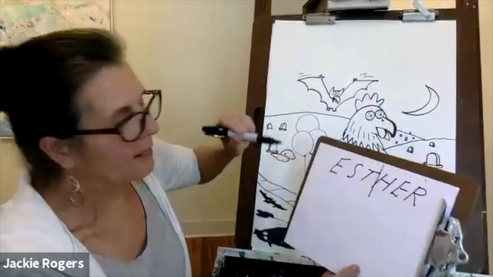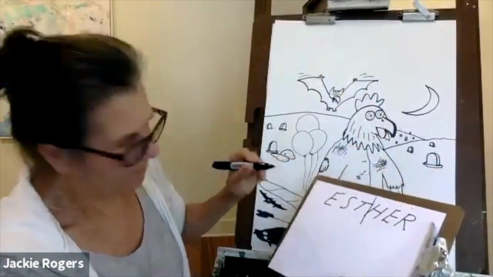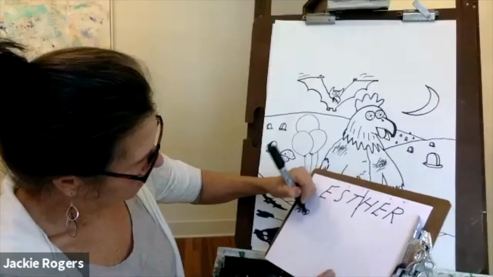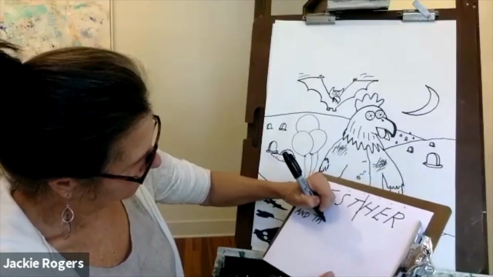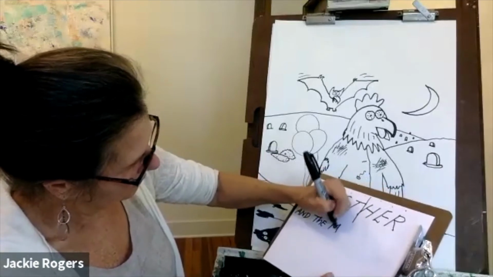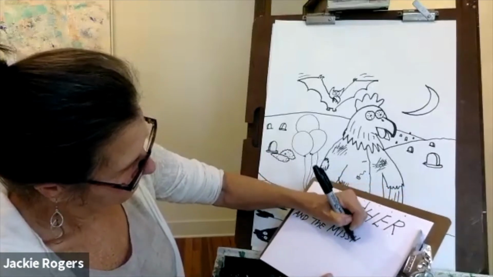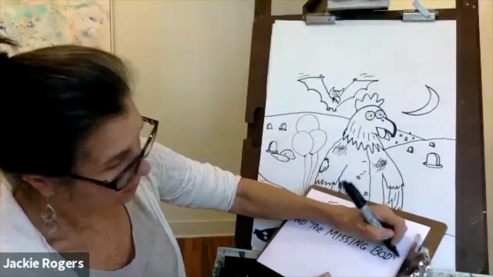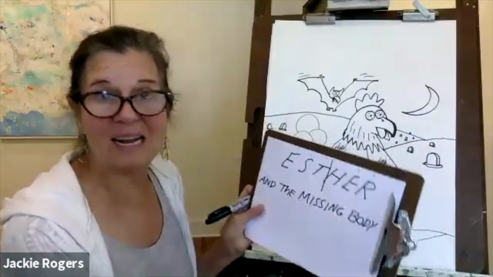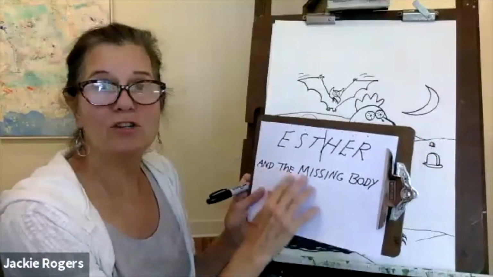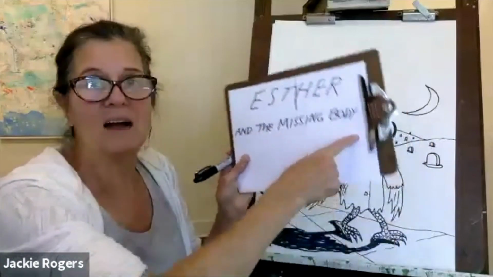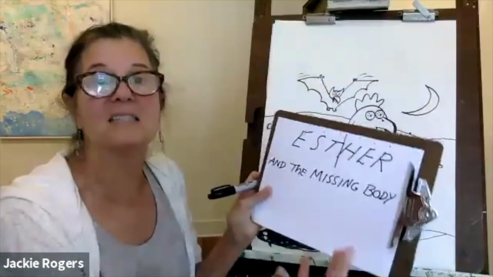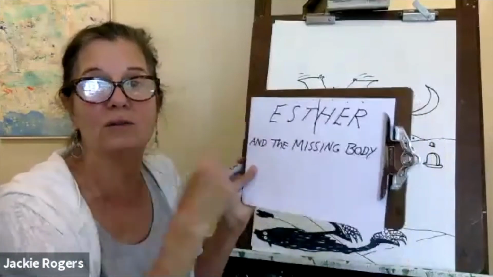Yeah. And then, and the missing body. So I'm gonna write and the missing body. That's kind of long. And what happens to me, and I don't know if it happens to you, but I usually end up going down the page because it's so long and I didn't plan ahead and it doesn't fit on the page. So this is why you do this first.